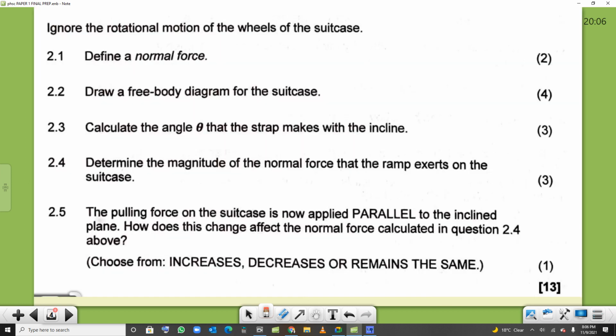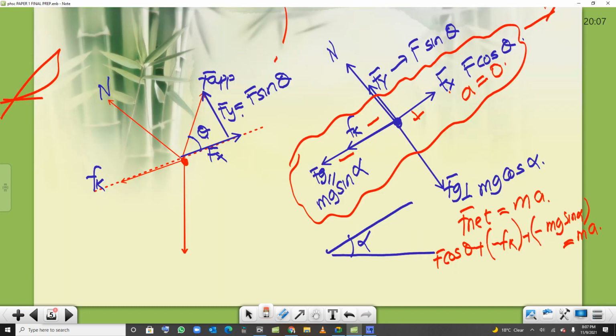I have a lot of work to do tonight. Determine the magnitude of the normal force. Okay, you're talking a lot now. Determine the magnitude of the normal force. You go back to your diagram. End of story. That's why if your free body diagram is wrong, everything else is wrong. Go back to your free body diagram. We're looking for the normal force.